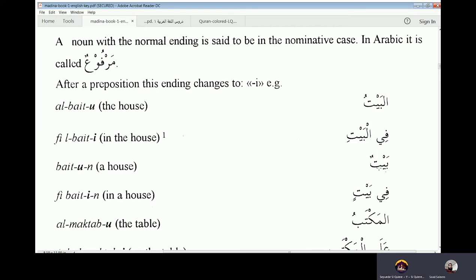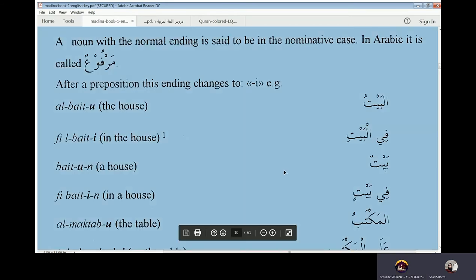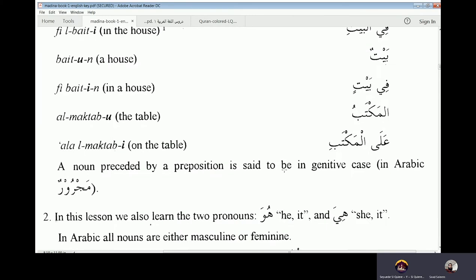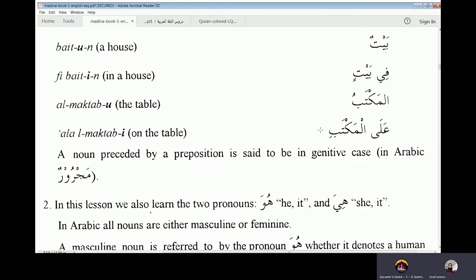Baytun, a house. Fi baytin, in a house. So another thing. When we have one dhamma here, we use one kasra here. But when we have tanween, when we have two dhamma here, we use two kasra here. Al Maktabu, the table. Al Maktabi, on the table.